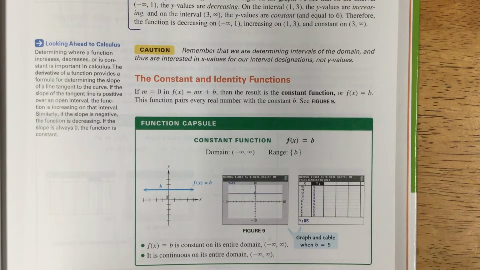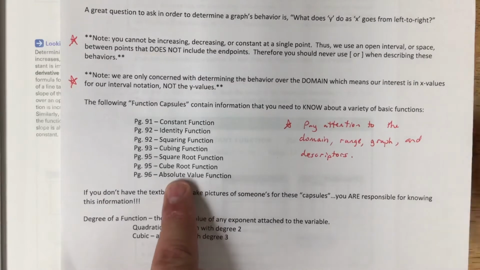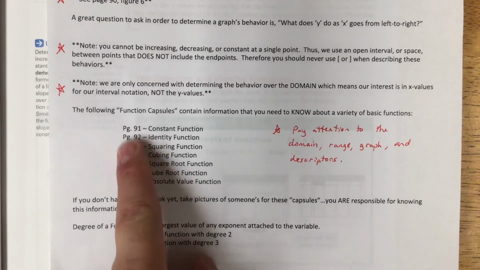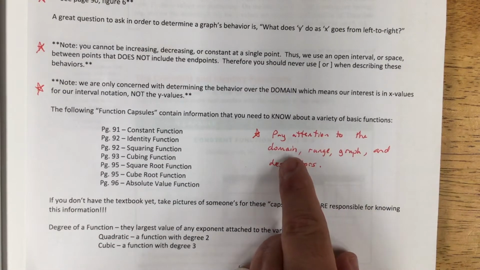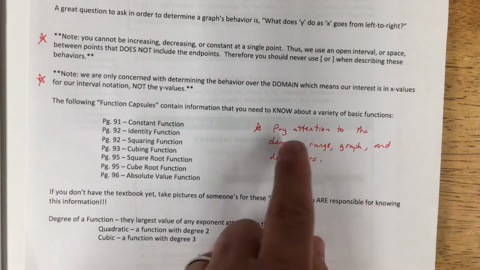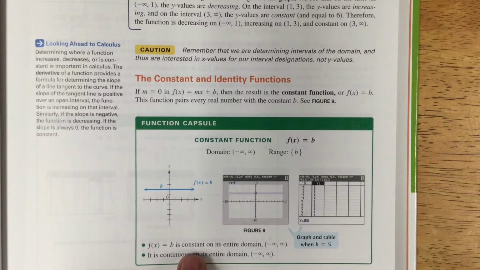We are picking up with function capsules. Now in your notes, I gave you a list of function capsules. There's 7 of them that you need to know the information that's contained inside these capsules. I've given you the page numbers for them. You need to pay attention to the domain of each of these functions, the range, what the graph looks like, and its descriptors. And by descriptors, I mean these pieces of information down here.